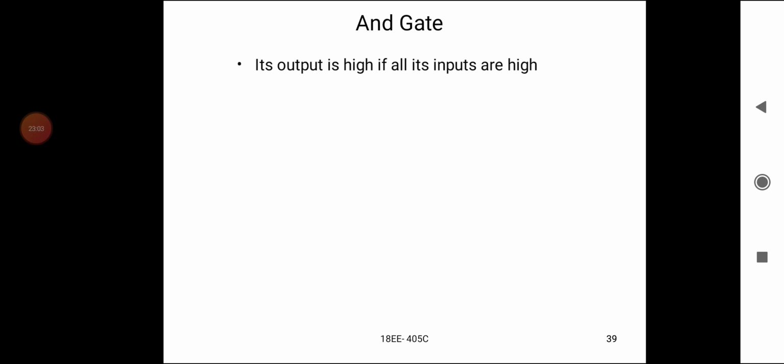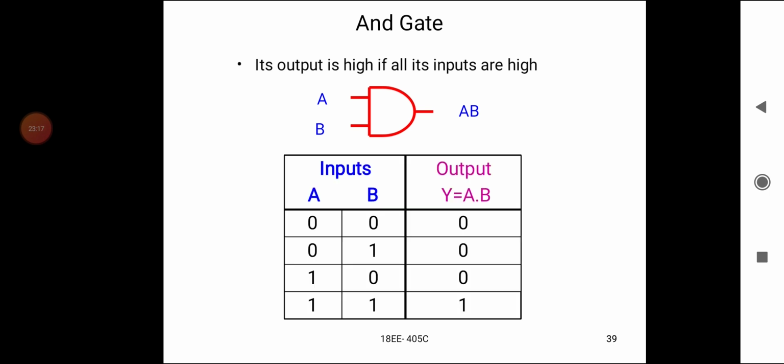AND gate, its output is high if all its inputs are high. That is, for a two input AND gate, the output Y is equivalent to A dot B. Here are shown inputs A and B. When both inputs are high, then output Y is high. In the remaining combinations of the inputs, the output is low.